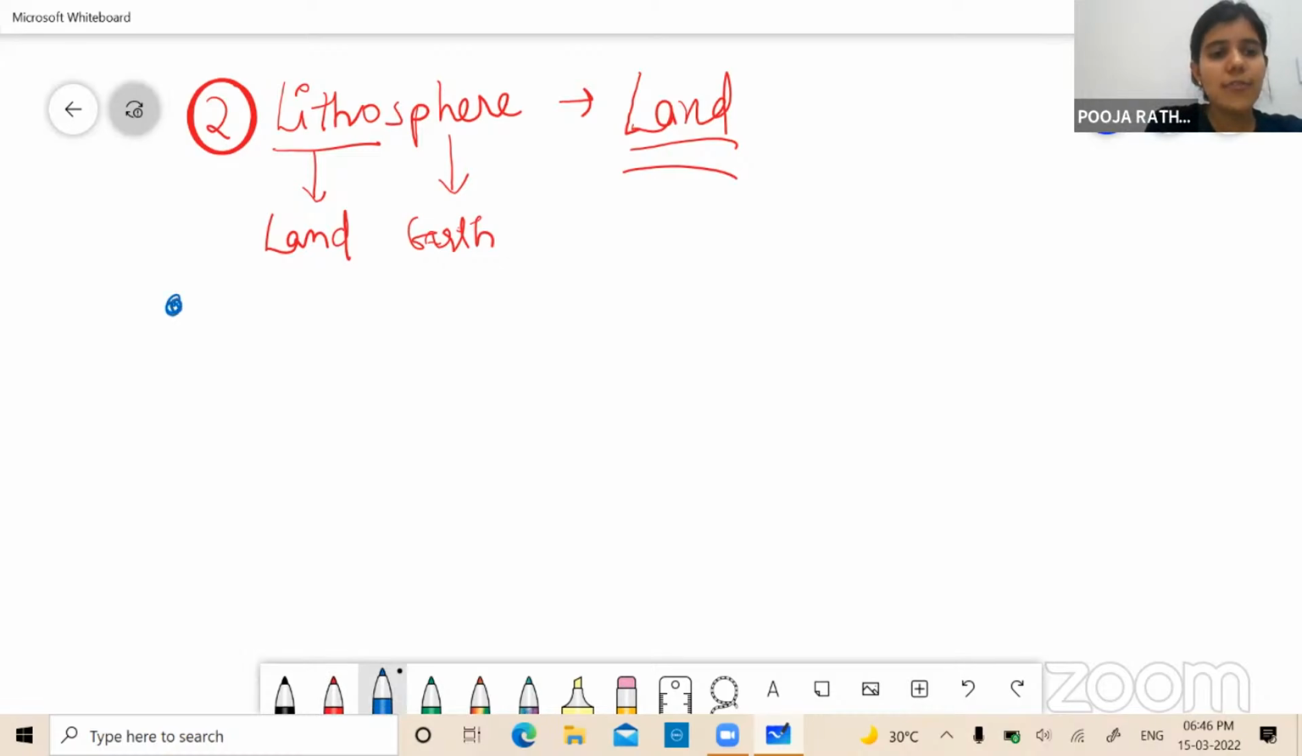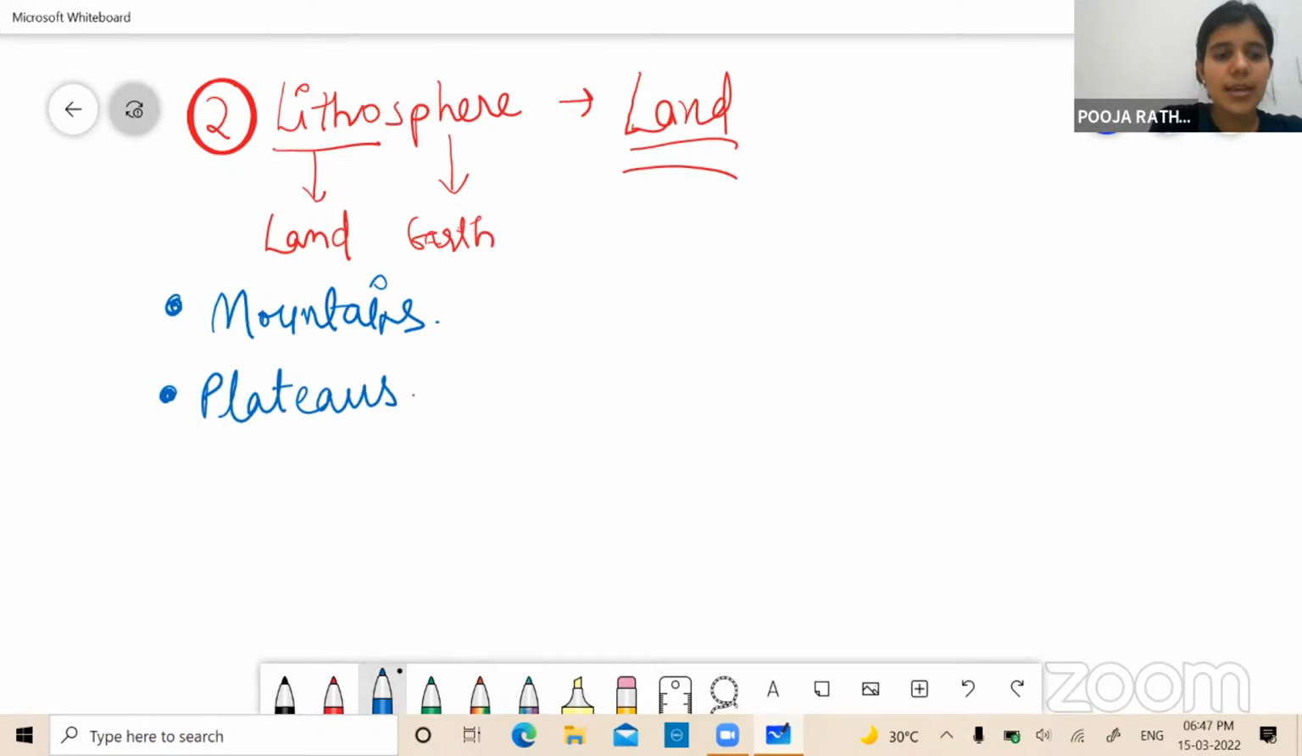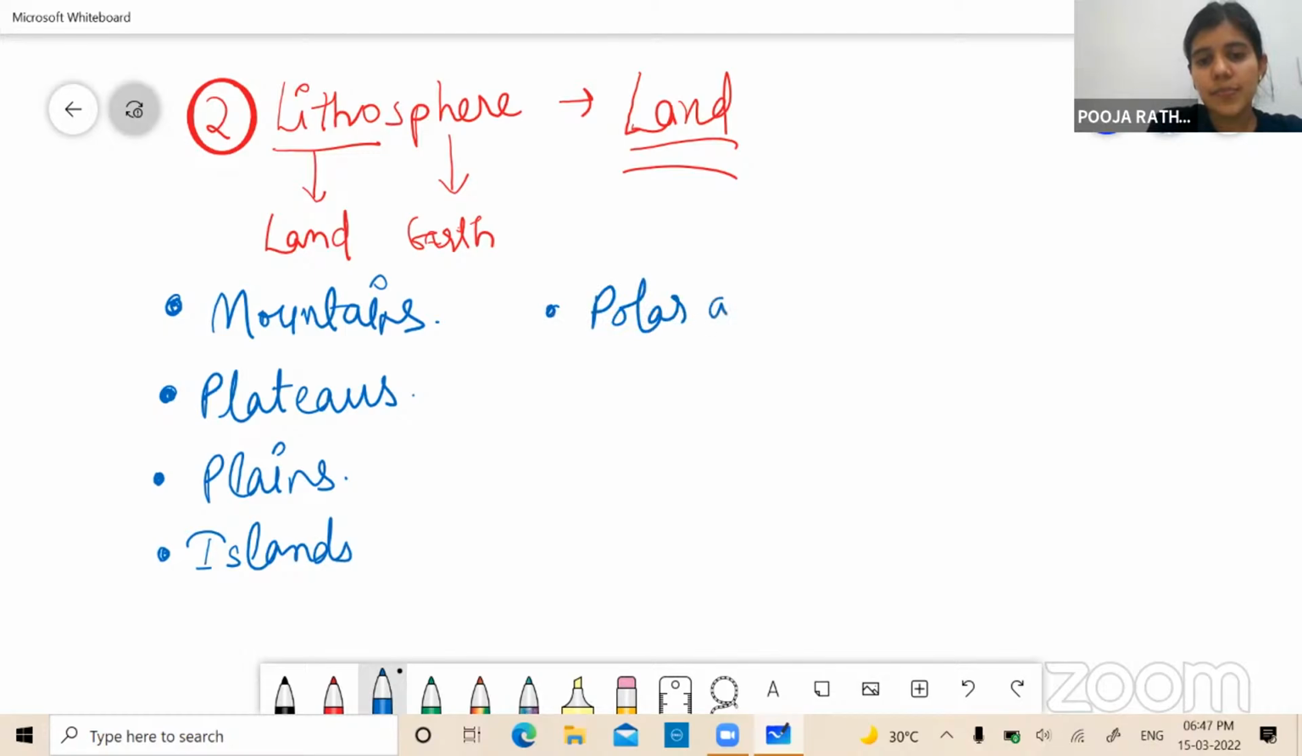Now, lithosphere on our Earth can be in the form of mountains, then it could be in the form of plateaus, then in the form of plains, then islands, then polar areas.